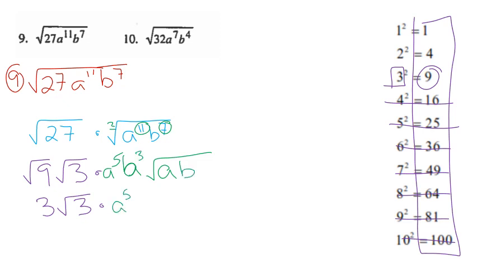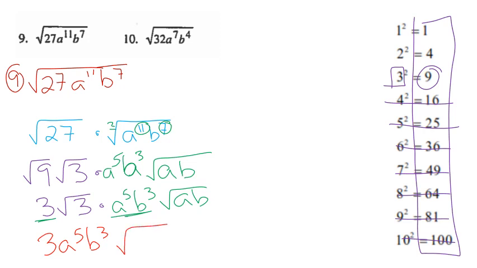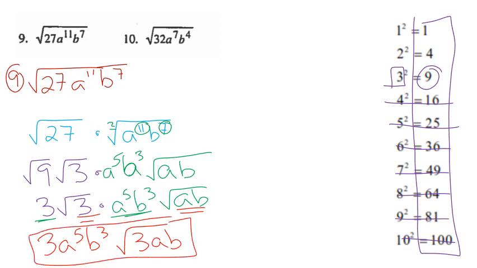So I'll rewrite this here. And then the last part, what's outside multiplies. So we have 3a^5b^3. And then in the radical, what's inside the radical goes together. So 3ab. So this would be our final answer, 3a to the 5th, b to the 3rd, root 3ab.